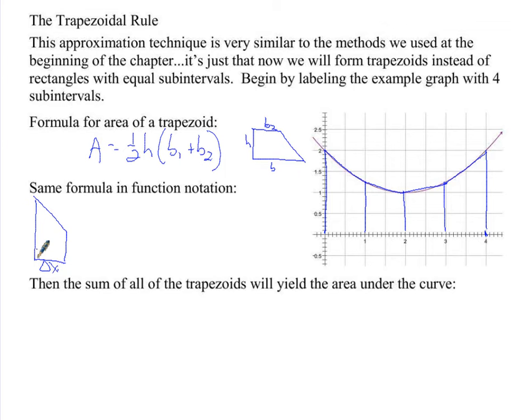Now, this length right here is not going to be B1, and this length right here is not going to be B2. How do we find that in our class? Yep. f of x sub i and f of x sub i plus 1. Or if you called this one f of x, then this would be f of x sub i minus 1. Okay. So now let's rewrite this formula in function notation.